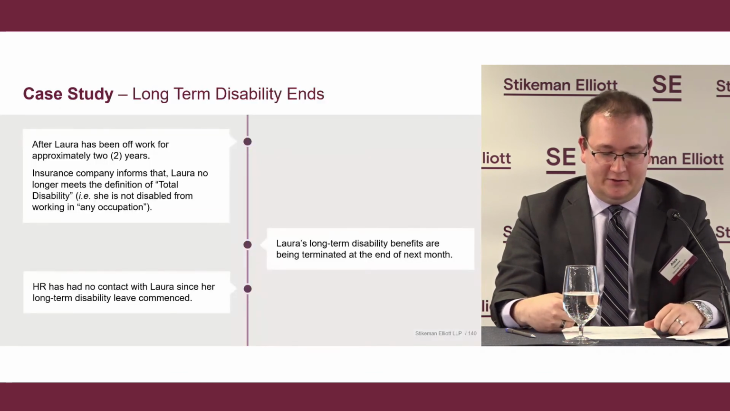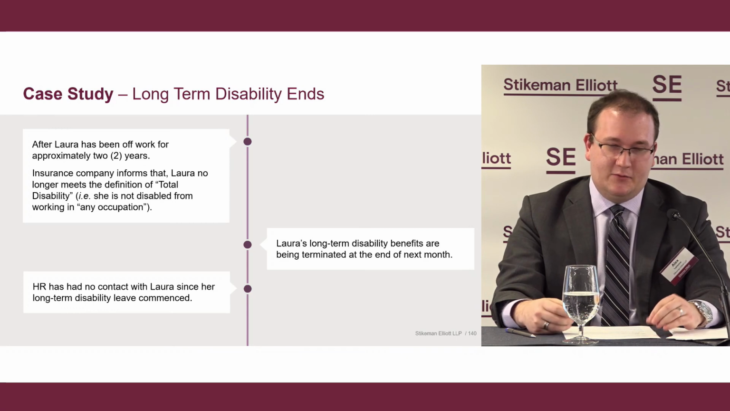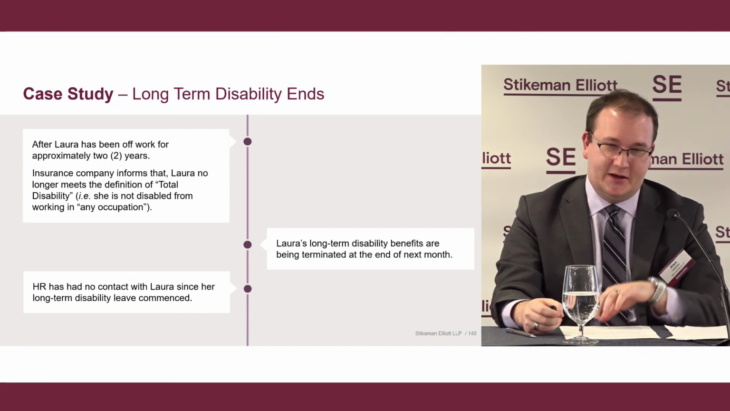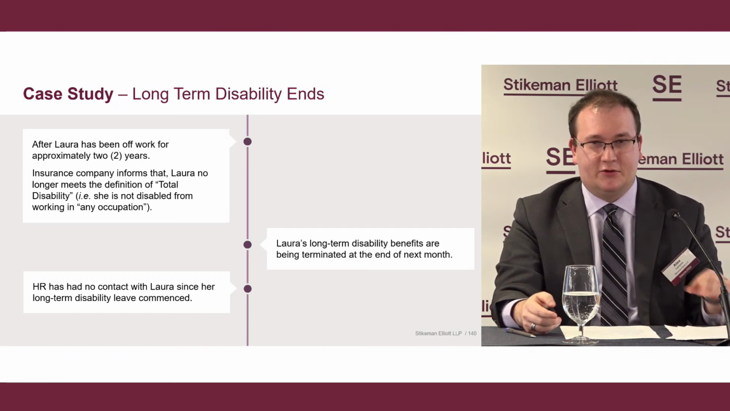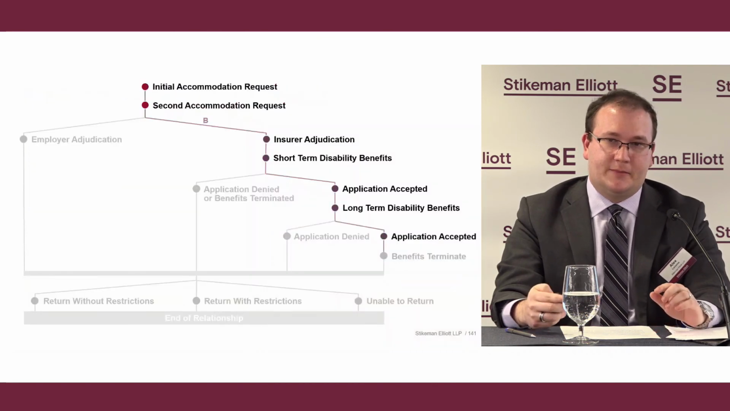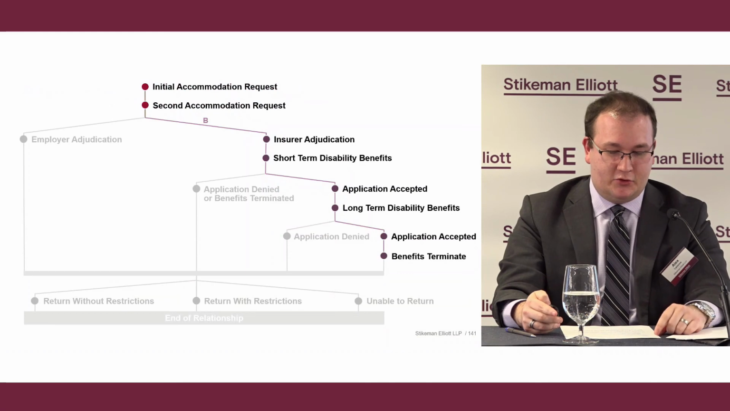So back to our fact scenario. Unfortunately for Laura, after 2 years, she ceases to meet the definition of total disability. Remember, we're in the any occupation at this point. Laura's disability benefits are being terminated at the end of next month, and HR has had absolutely no contact with her since the termination of her employment. So you can see we've moved down to benefits terminate.